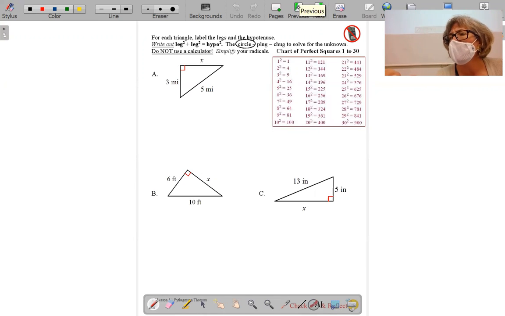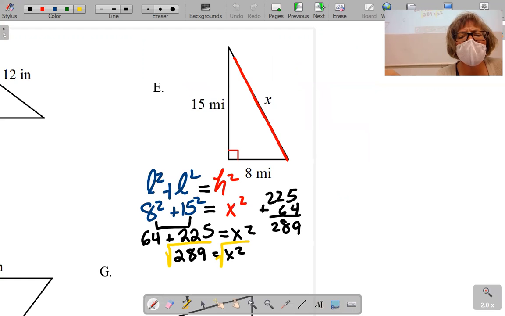Ethan, how are you doing, buddy? I'm doing D on 3. Oh, but did we finish this problem? Which problem? That one? Did we finish it? What did you get for x?